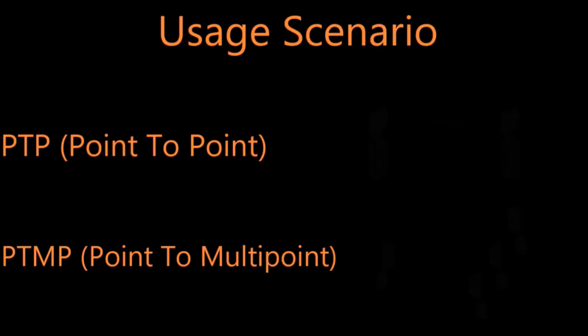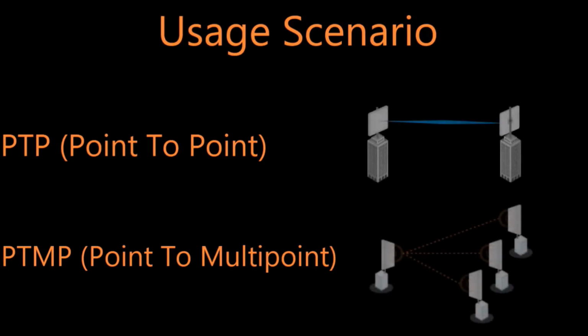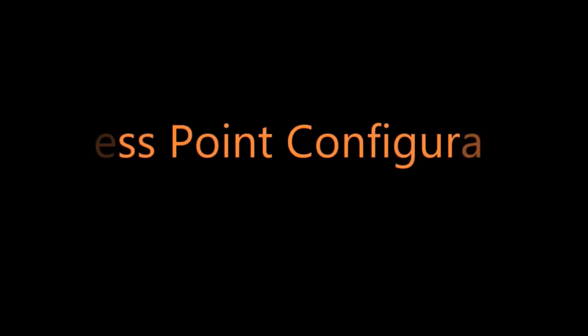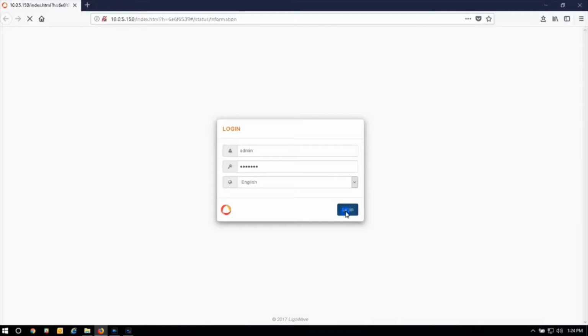There are two usage scenarios when creating a link. One is point-to-point, where you have one access point and one station. One is point-to-multipoint, where you have one access point and multiple stations. When configuring devices, start with the access point configuration first. Access the device using one of the two methods mentioned earlier.